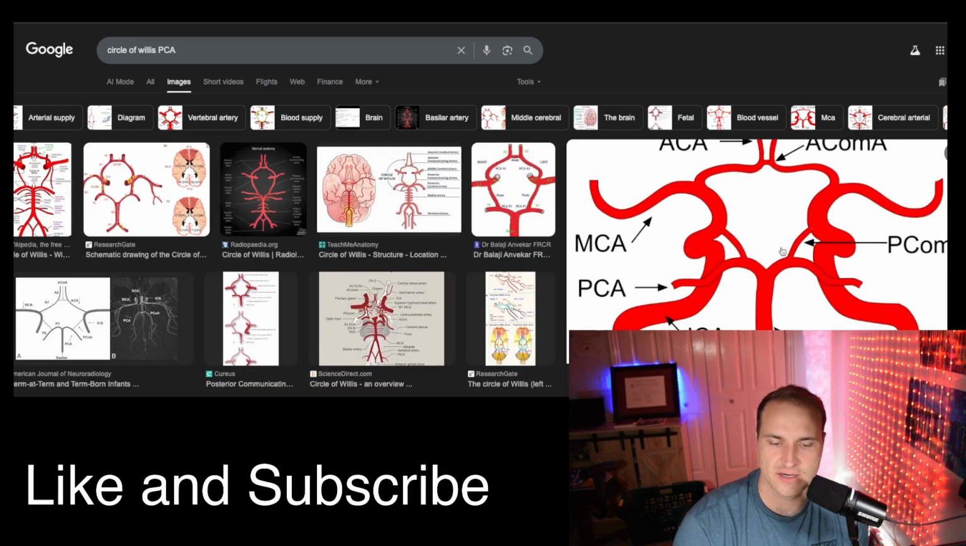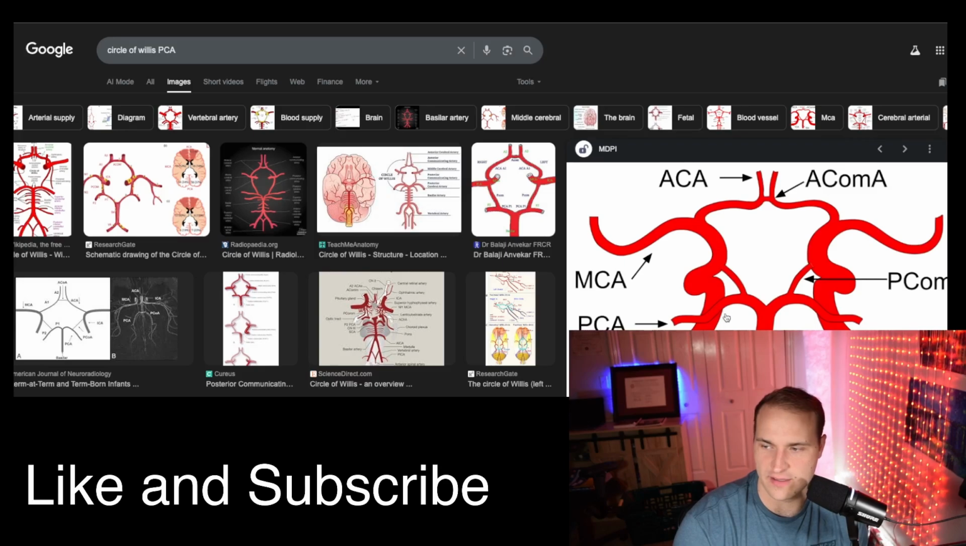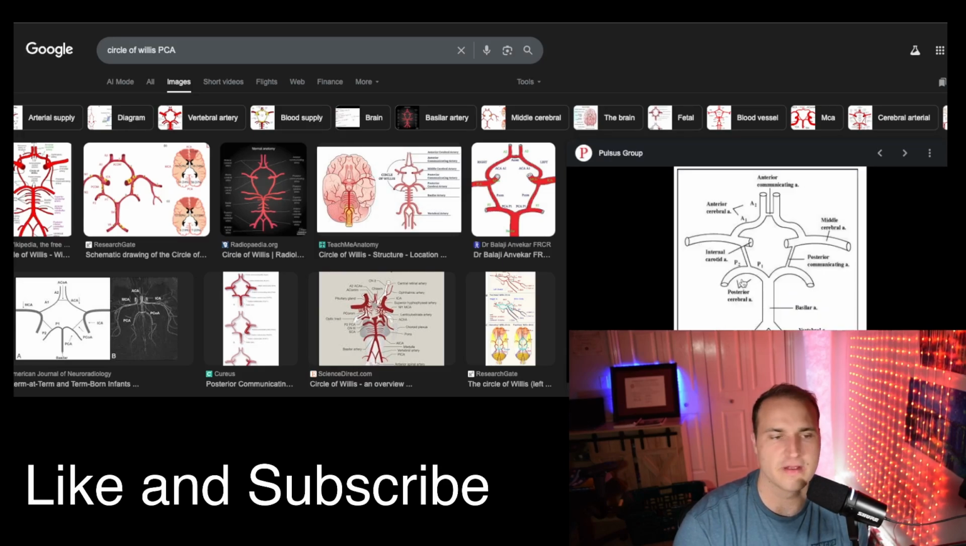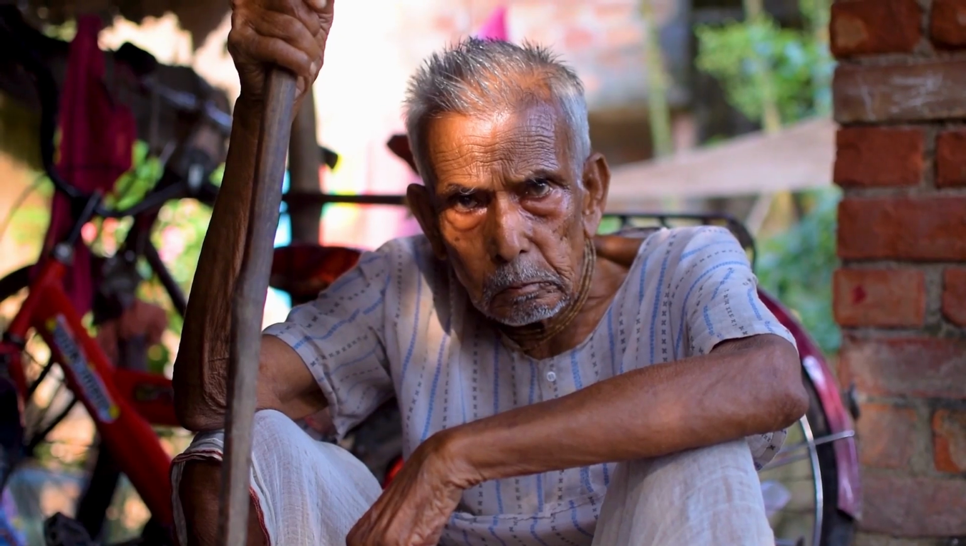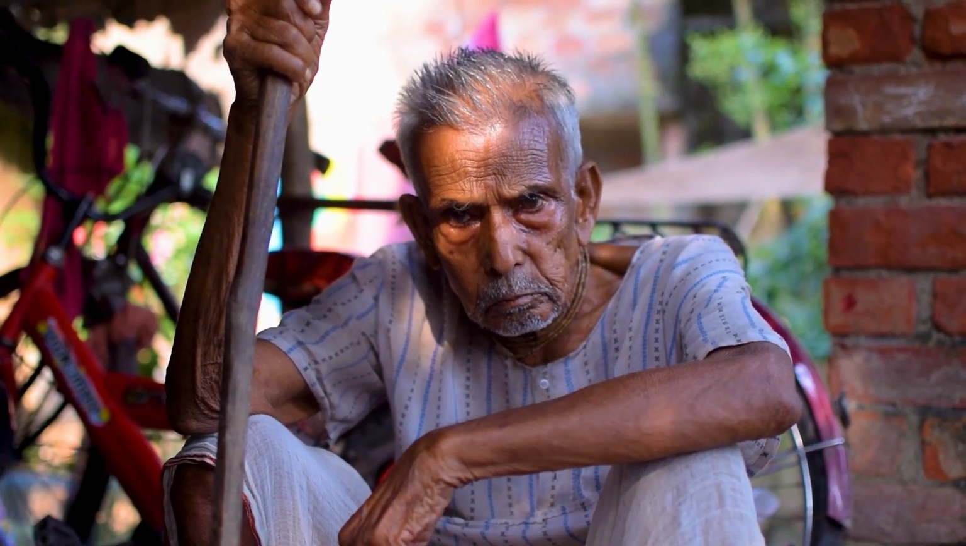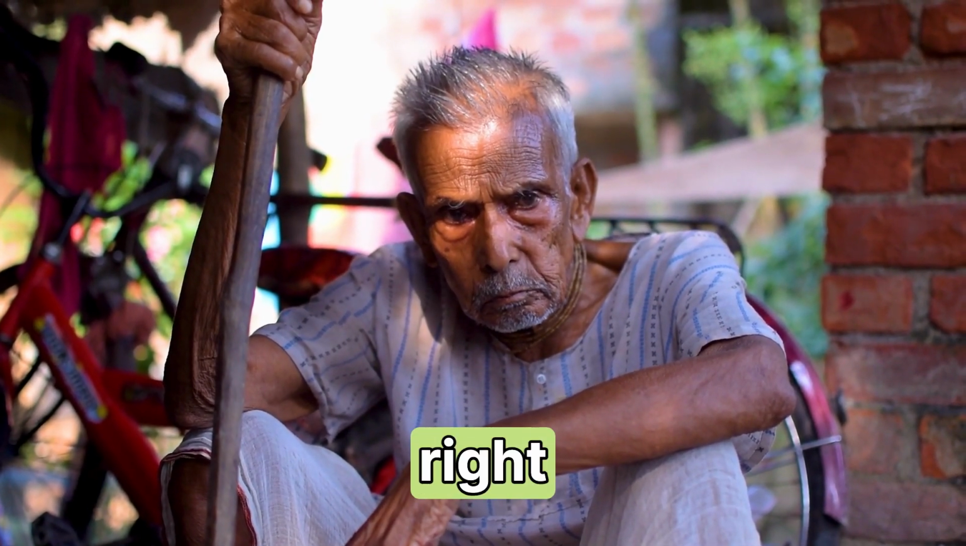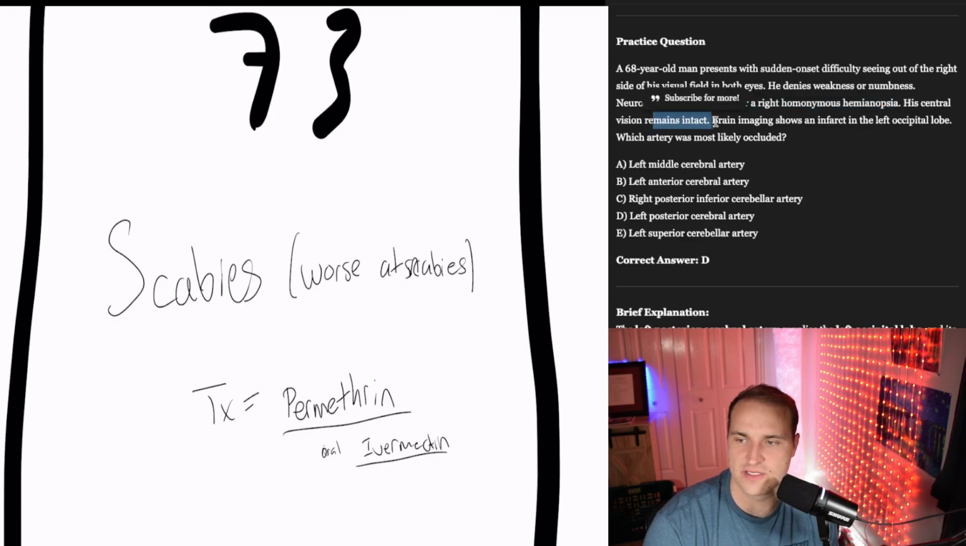Okay, for our next question, they're going to show you a diagram of the circle of Willis. And they're going to say, hey, what's this guy right here or this guy right here? Like our posterior cerebral artery, if this is damaged, what would you see? An example practice question is a 68-year-old man with sudden onset difficulty seeing out of the right side of his visual field. He denies weakness or numbness, and he's got a right homonymous hemianopsia. The central vision is intact, and there's an infarct to the left occipital lobe.